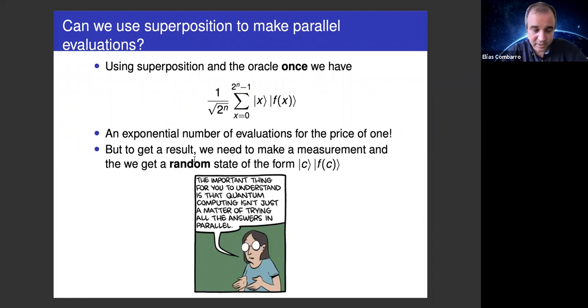But when we measure the state, we obtain just one of the possibilities. So we obtain, in fact, at random, one of the values of the function. So we have evaluated all the values of the function, and we have all of them in this superposition. But when we try to access this information, we just recover one of them. So we have gained nothing. Only by using this superposition, we gain nothing.